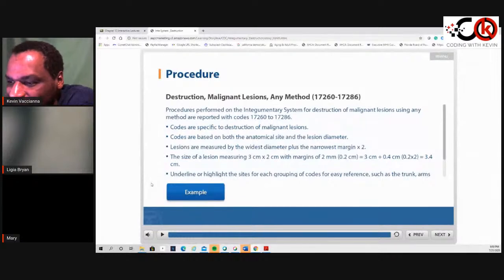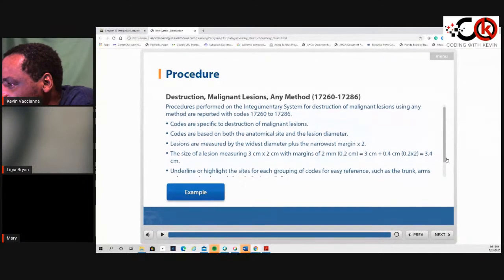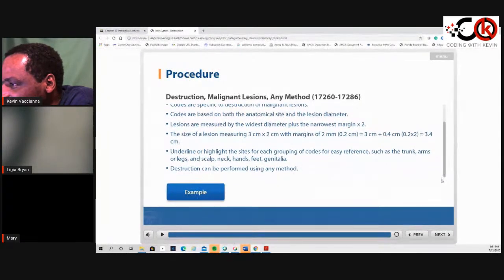So I will take a picture of this, because when it comes to this section of the CPT book, you have to do the math. You have to do the math. So you can see how they break it down. It says underline or highlight the sites for each grouping of codes for easy reference, such as the trunk, arms, legs, scalp, neck, hands, feet, genitalia. This destruction can be performed using any method.